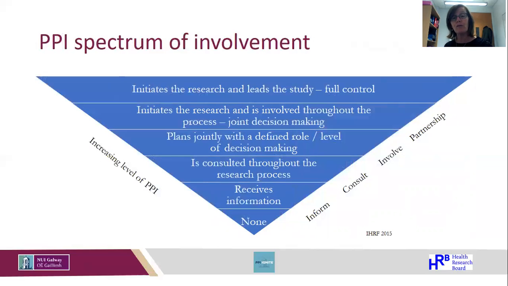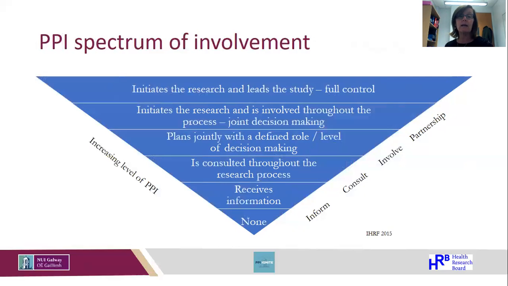So really we want to move above that to get into the involvement space. So moving up the spectrum from informing people about our research to consulting with them throughout the research process, and then to increasing that level of involvement so they begin to jointly plan with maybe a defined role or a level of decision making, and ultimately to work in partnership where there is joint decision making on all aspects of the study, with patients and public bringing their lived experience and their public view, researchers bringing their expertise, clinicians bringing their expertise, and joint decisions happening based on the combined input.